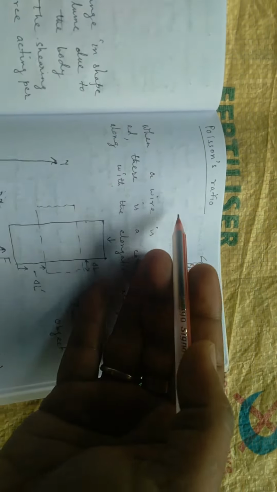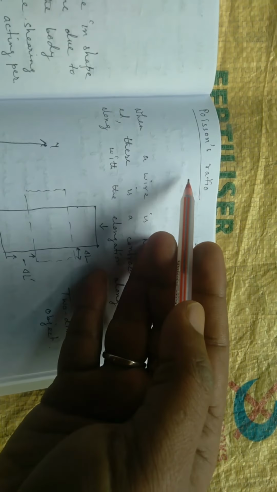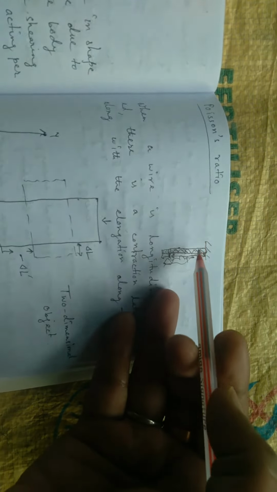Hello students, so today I discuss the second part of elasticity. I have already discussed elasticity lecture 1, this is lecture 2. So today's discussion is about Poisson's ratio. What is Poisson's ratio? Take this diagram.